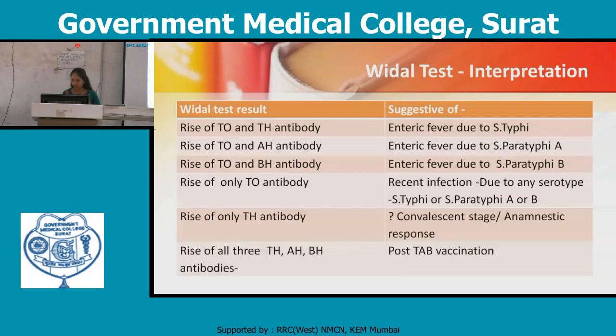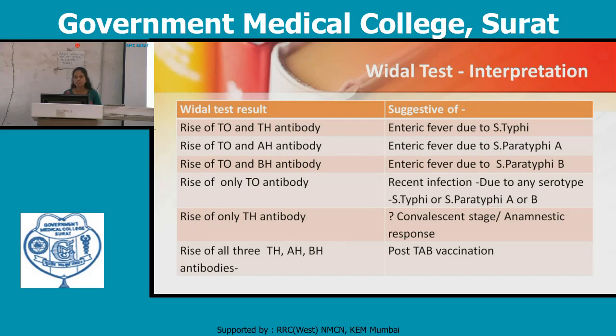A rise of TO and TH antibody is suggestive of enteric fever due to S. typhi. A rise of TO and AH antibody is suggestive of S. paratyphi A enteric fever infection. A rise of TO and BH antibody is suggestive of enteric fever due to S. paratyphi B.